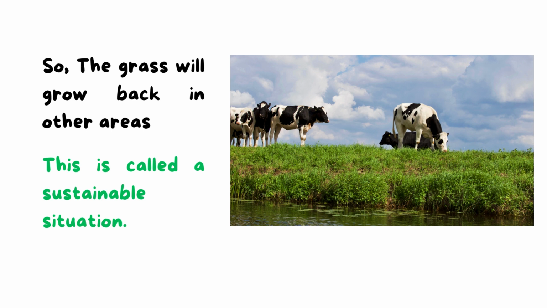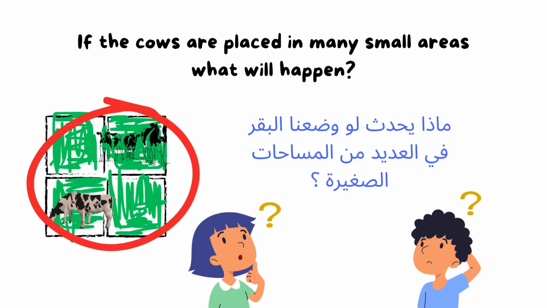So we call this a sustainable situation. This is a sustainable situation, and this is a way for conservation. But if the cows are placed in many small areas, what will happen?